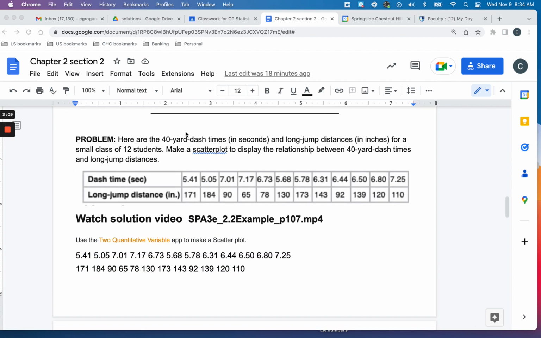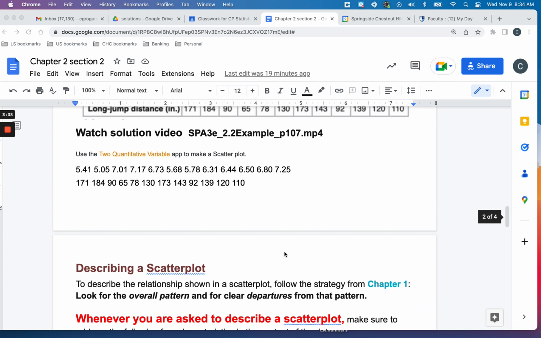The second video will talk about these dash times that were recorded for athletes and their long jump distance that they can jump, the relationship, and here's the data. So you would have to get this data into the app. Now I'm going to show you that in a second. But the video will talk about making the plot by hand, where I'm going to show you in a moment how to make it by app. And then there's a question on the classwork about the same thing.